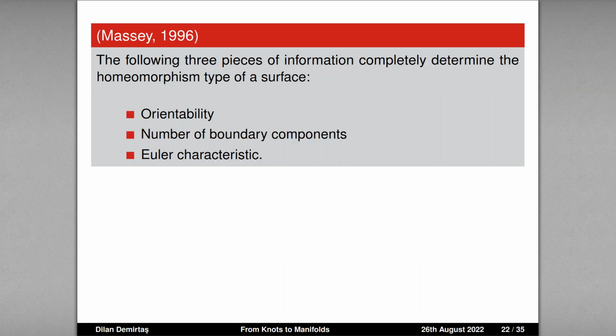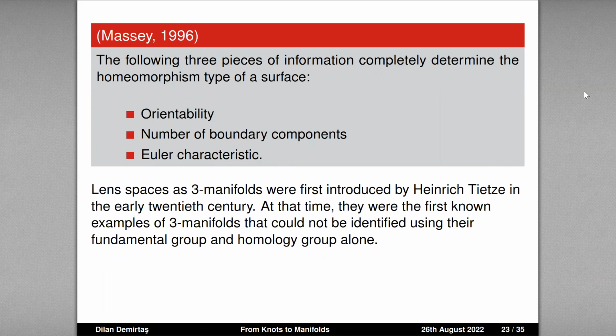In 1996, Massey developed the following definition. It is the definition of homeomorphism type, and it is characterized by 3 pieces of information for a surface: its orientability, its number of boundary components, and its Euler characteristic.